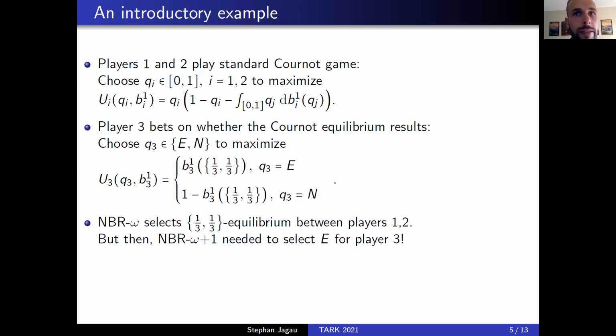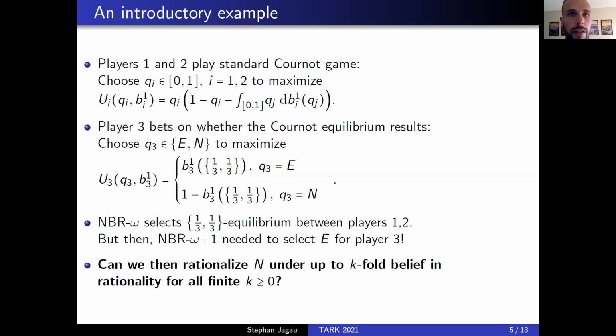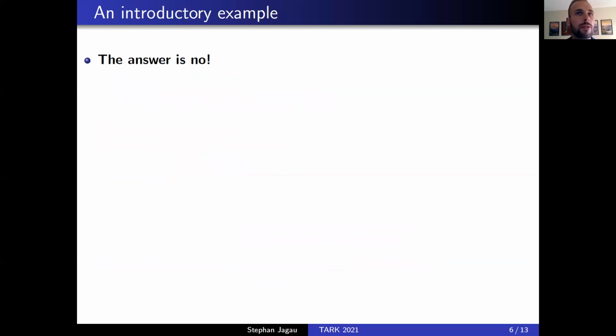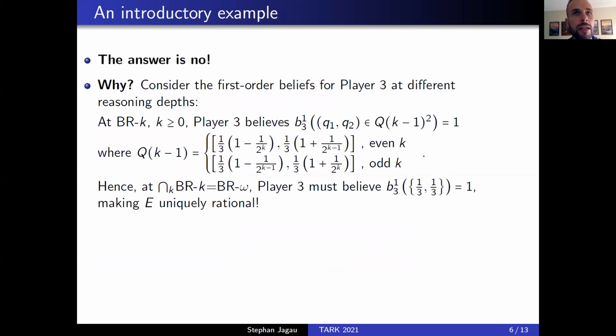So what about this choice N now? It survives omega steps of elimination of non-best replies. So we can ask ourselves, can we then also rationalize N under up to k-fold belief in rationality for all finite k? It turns out the answer is no. Why is that true? To understand that, we have to look at not only the strategies that survive for player 3 at different levels, we also have to look at the first order beliefs for player 3 that are still consistent with different reasoning depths.